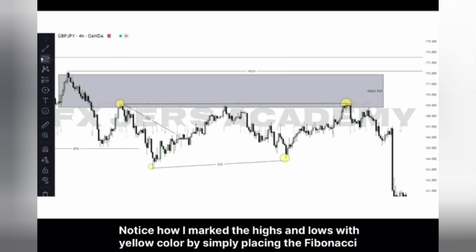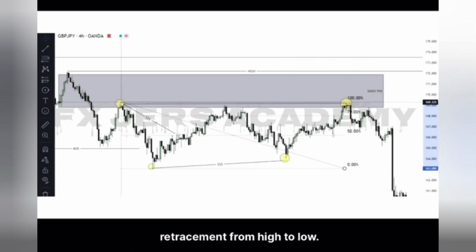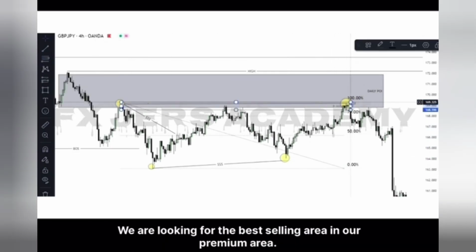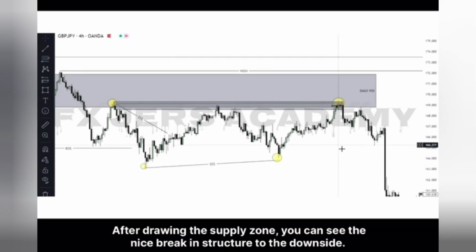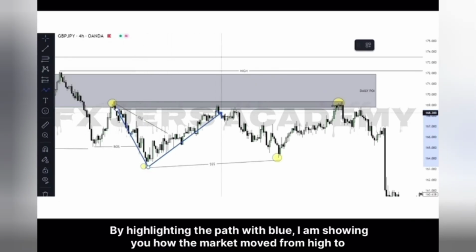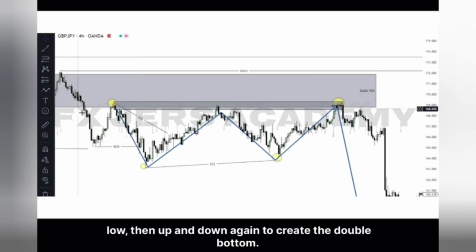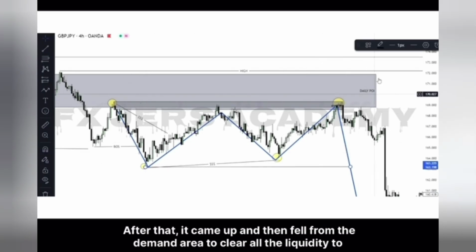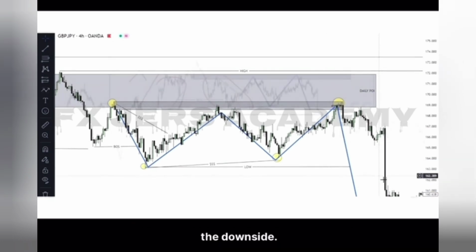By simply placing the Fibonacci retracement from high to low, we are looking for the best selling area in our premium area. After drawing the supply zone, you can see the nice break in structure to the downside. By highlighting the path with blue, I'm showing you how the market moved from high to low, then up and down again to create the double bottom. After that, it came up and then fell from the demand area to clear all the liquidity to the downside.